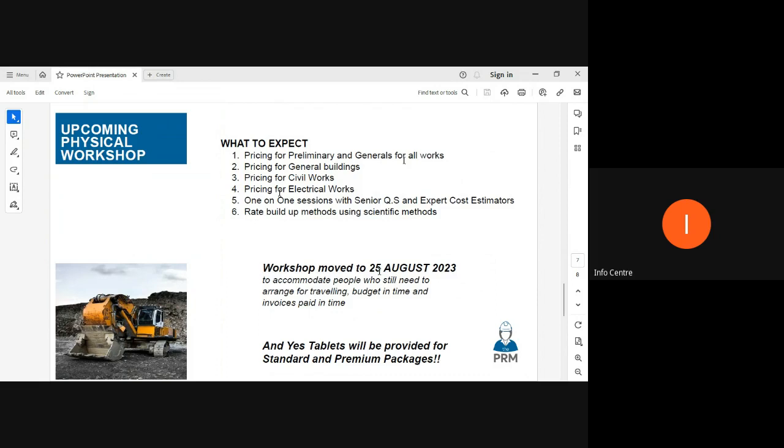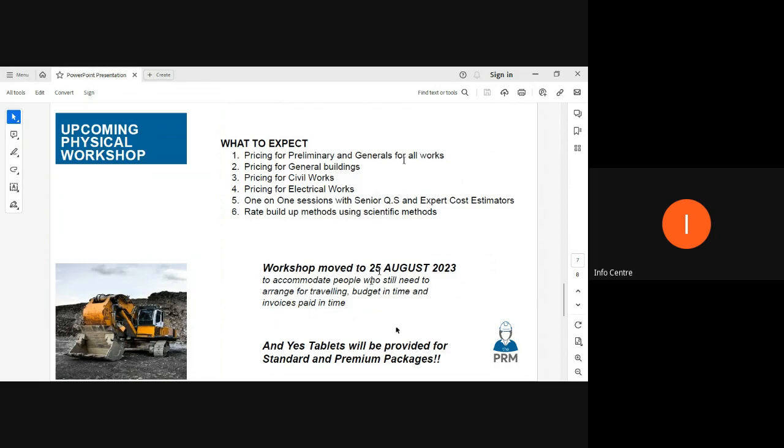Also, obviously, I was told to let you know that yes, the tablets will be provided for standard package as well as premium packages. And if you cannot reach the physical workshop, say you are in a different province and logistically it's far from you, we will make sure that we courier your package so that you can get access to your tablet and you can start pricing. And while you're waiting for your tablet, because you have your login details, you can get any PC or any tablet or any laptop to price.